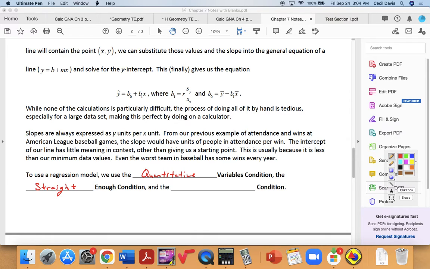Okay? And the last condition is the no outlier condition. If you have an outlier and you write a line of best fit, it's not really going to fit very well. If the outlier is above the data, then your line of best fit is going to overpredict all the time. If it's under, it's going to underpredict almost all the time. And that's not good.